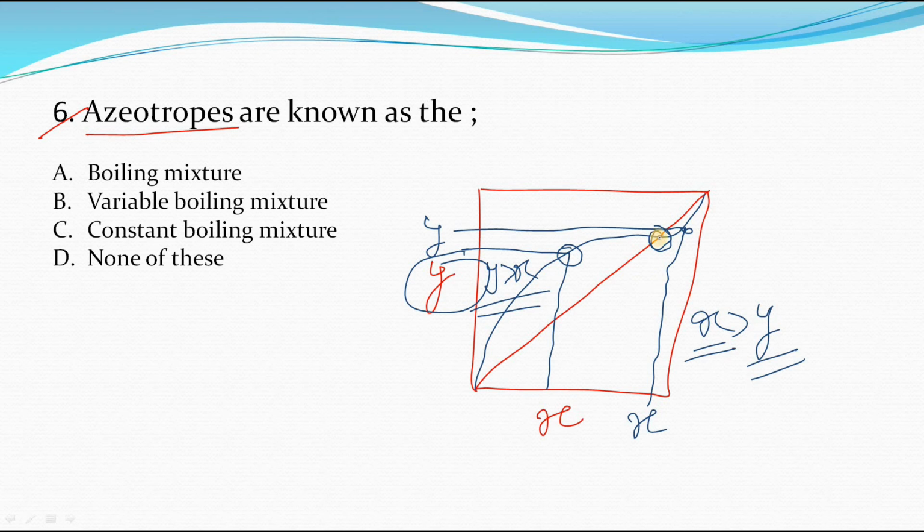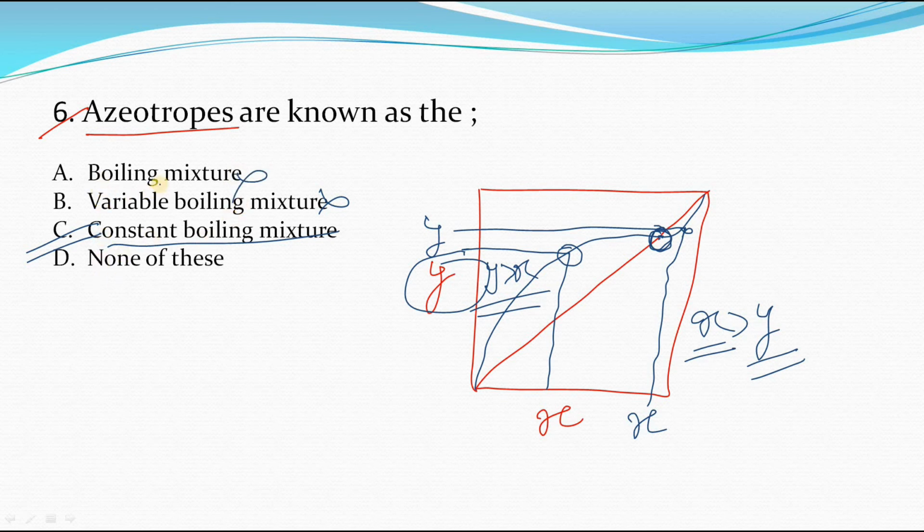Okay, and this condition is known as the azeotrope. Here the boiling mixtures make the azeotropes, and these azeotropes are separated using azeotropic or extractive distillation. It occurs at a specific composition, that's why these are constant boiling mixtures, not variable boiling mixtures.